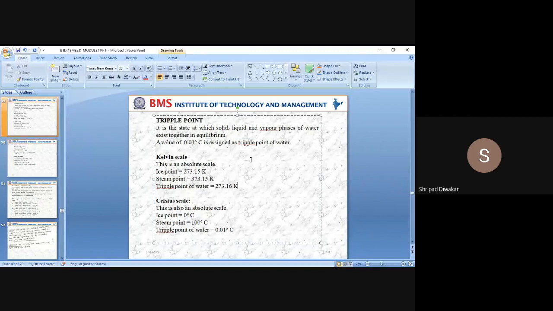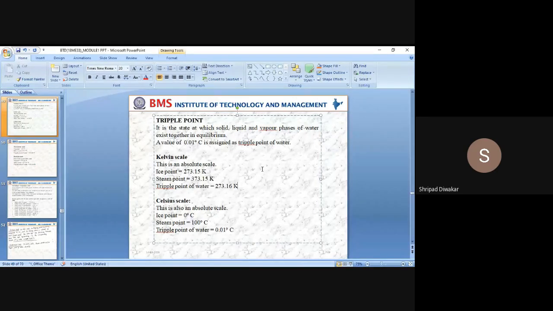You remember it as a standard point. Most of the time they ask, okay, differentiate between triple point and steam point, triple point and ice point like that. So you should know the proper definition of these three terms. One is ice point. It is the temperature of mixture of ice and water which are in equilibrium state at 1 atmospheric pressure, and the value is 0 degrees Celsius. And steam point is the temperature of mixture of water and steam which are in equilibrium state at 1 atmospheric pressure, and the value is 100 degrees Celsius. Like that, we have one more definition.